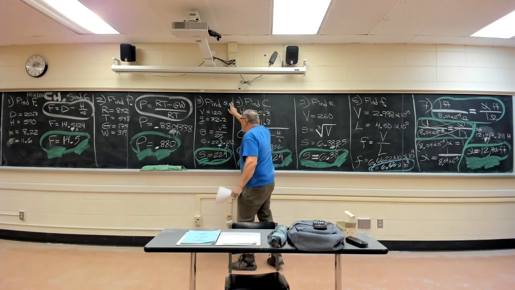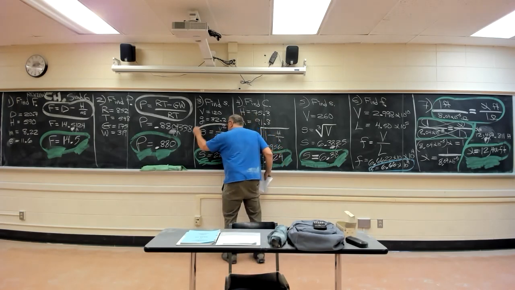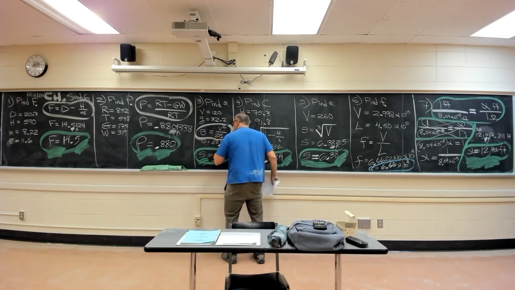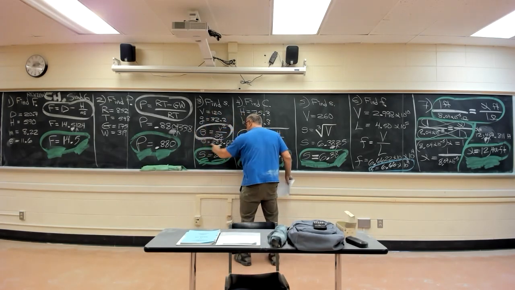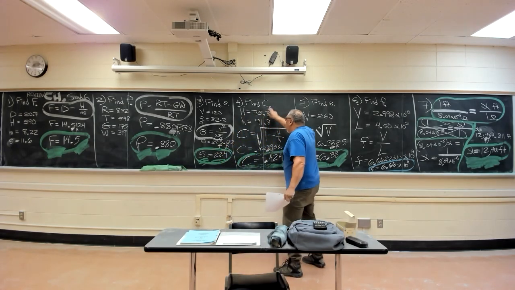3, find s. V is 120, G is 32.2. S is given by this formula. You will take this formula, plug in these values. It'll spit out this roughly. They want the answer rounded to the nearest whole number. The 3 gets bumped up to a 4. There you go.